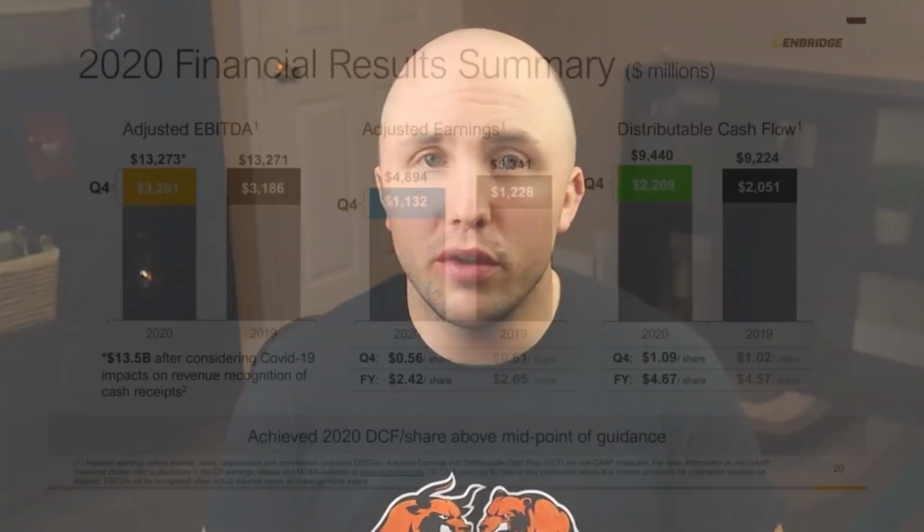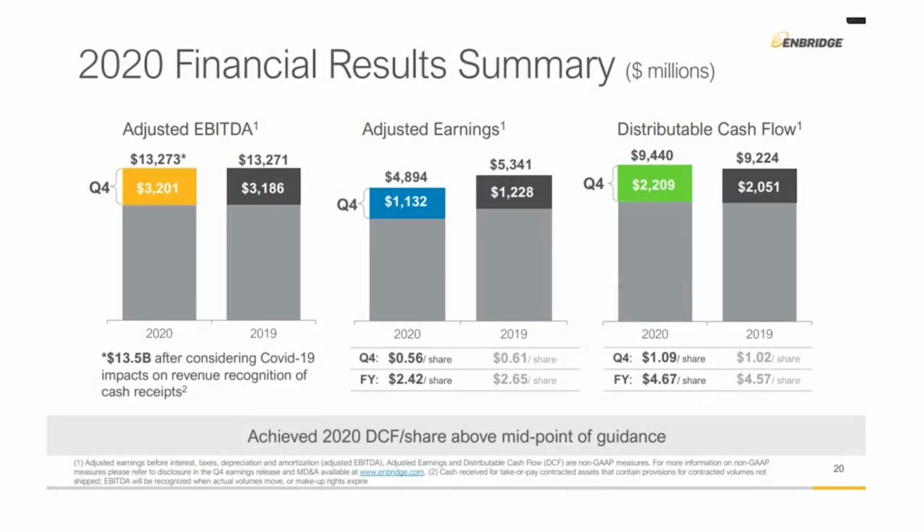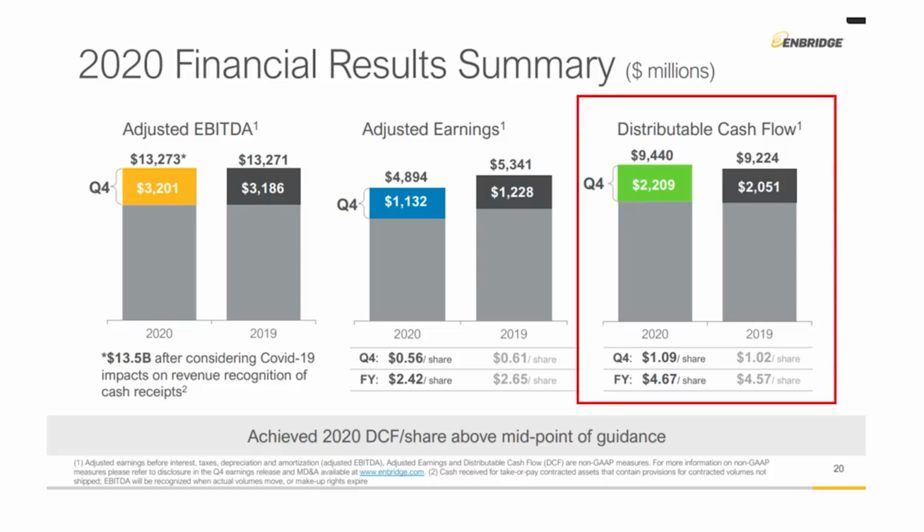All you need to do is head to a company's investor relations page and check out their most recent quarterly filing presentation. For a company like Enbridge, Pembina Pipe, TC Energy, they're all more than likely going to have this calculation. And if we look to Enbridge's presentation, as we can see over here with distributable cash flow, we can see that the company had on the full year $9.44 billion, or full year of $4.67 per share in terms of distributable cash flow.